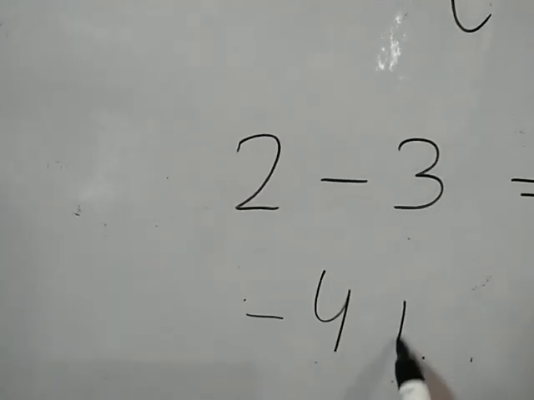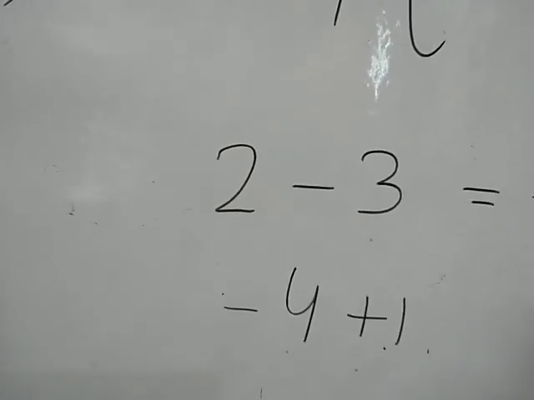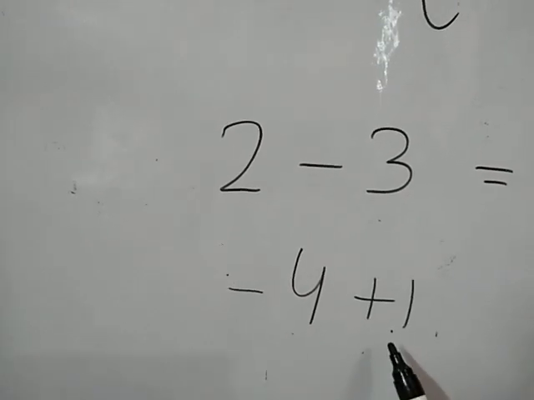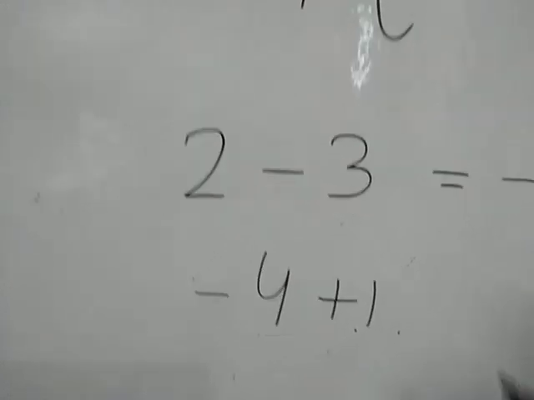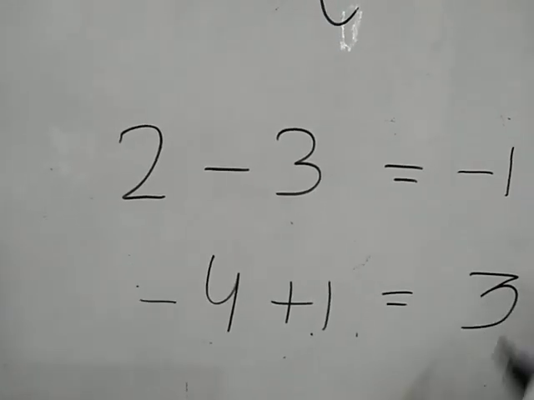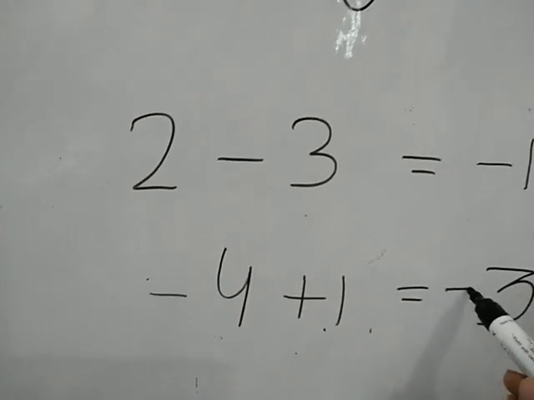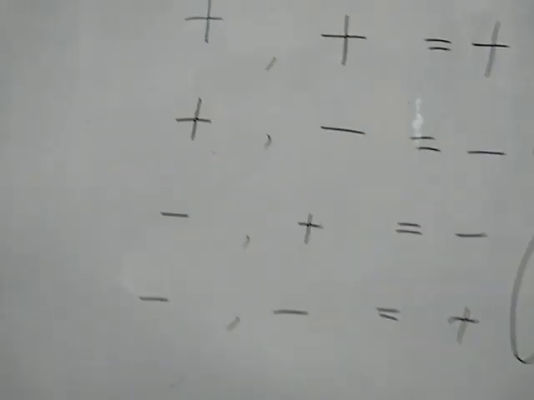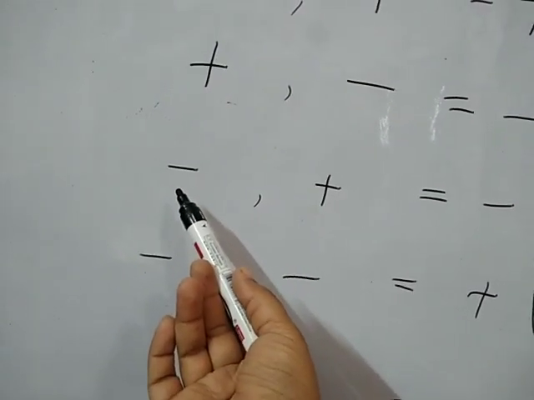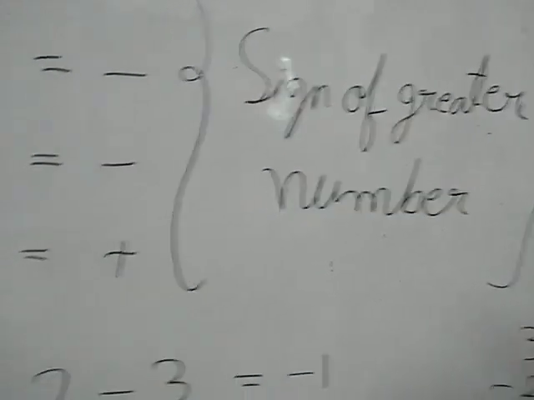Minus 4 plus 1. So minus 4 is greater in size and 1 is smaller, and one number is negative and the second is positive, so we have to subtract both of them. So 4 minus 1, that is 3. But here 4 is the greater number and the sign is negative, so it is minus 3. I hope the concept is clear now. So the first number is negative and the second is positive, so we subtract both of them and the sign of the greater number will come in the answer.